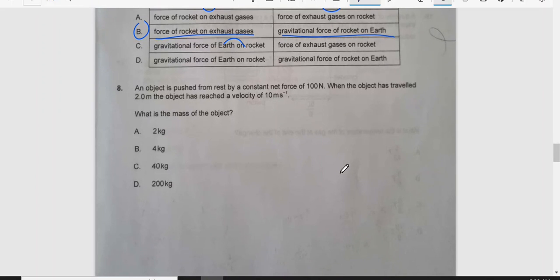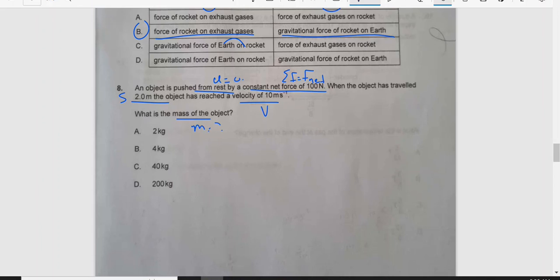You have an object that is pushed from rest. So the initial speed, u, is 0, pushed from rest with a constant net force. This is F net, which is the same as all the forces acting on the object. When the object has traveled 2 meters, so this is s, or delta x, it has reached a final velocity v of 10 meters per second. I need the mass of the object.